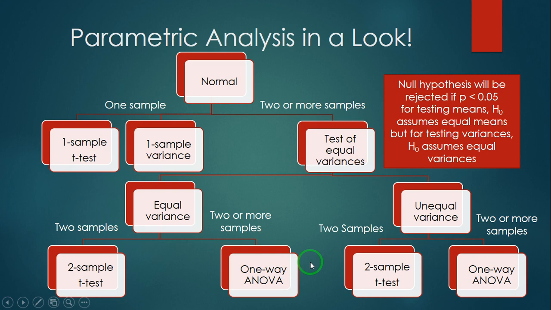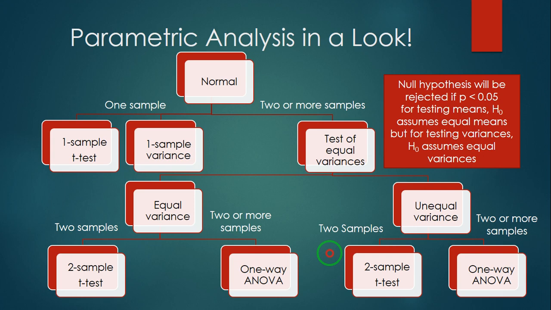Null hypothesis will be rejected if p-value is lower than 0.05, and for testing means, null hypothesis assumes equal means, but for testing variances, null hypothesis assumes equal variances. So your decision criteria are based on the number of samples that you have, whether there is one sample or there are two or more samples, and the criterion that you are going to focus on to compare, which could be mean or variance.